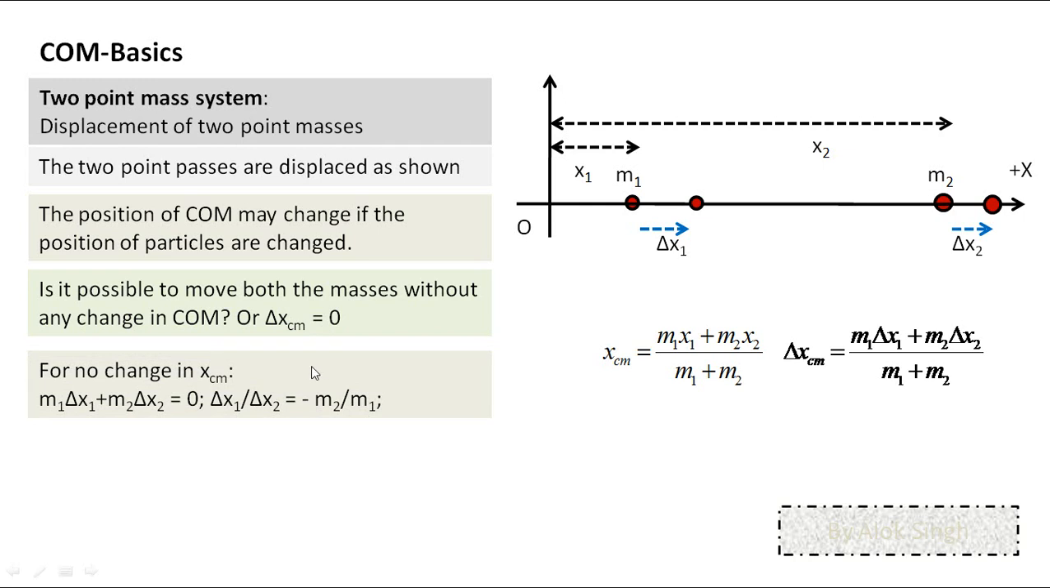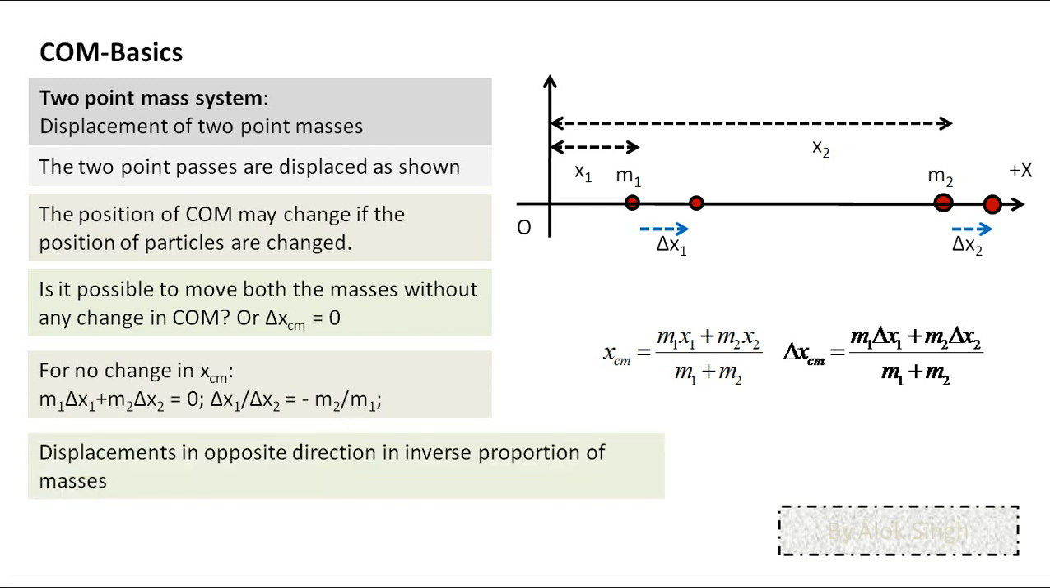If there is no change in the center of mass, or delta xCM is equal to 0, it means this term must be equal to 0. Then only if the displacements bear this kind of relationship will the position of center of mass not change. In that case, the ratio of displacements should be equal to minus m2 by m1. What does the minus sign indicate? The displacements are in opposite directions, in inverse proportion of masses. So first of all, it has to be in opposite direction. A smaller mass moving by a greater distance, a larger mass moving by a smaller distance, in inverse proportion of masses. In that case, the center of mass may remain the same.